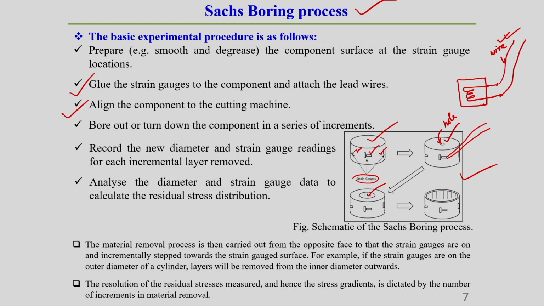In every increment, we have to record the strain by using this strain gauge with the data logging system. Record the new diameter side by side. Also we have to record the strain gauge reading for each incremental layer removal. You should keep this in mind. And finally, for the different diameters, whatever strain we are getting, we have to analyze the diameter and strain gauge data to calculate the residual stress distribution.